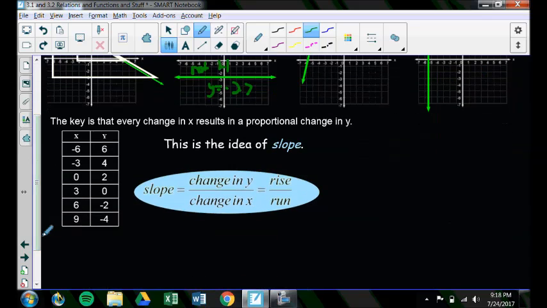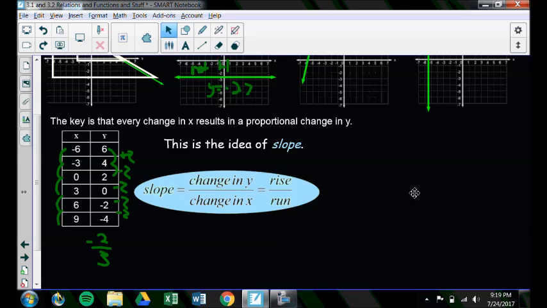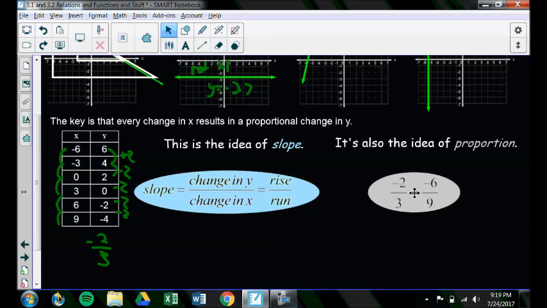If you think about these fractions, this is going down, down, down, down, and this is going up 3, up 3, up 3, up 3, up 3. You have a constant proportion in the change, and that gives you a slope. It's the idea of slope or the idea of proportion. Negative 2 over 3 is the same as negative 6 over 9 because those are the changes that you have with x and y: change in y over change in x. So when you have a linear relation, you have a constant slope, which has proportional change in y divided by change in x, which we call rise over run. That's just Algebra 1 for you.